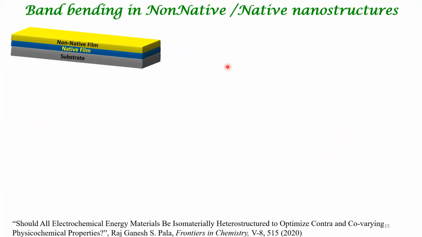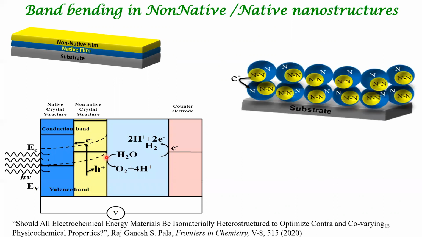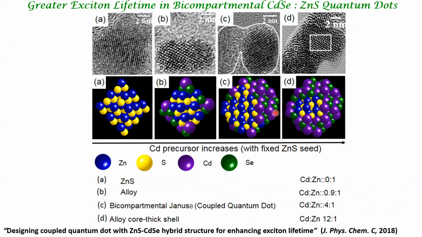Moving on to photoelectrochemical systems, we can modulate the electron-hole separation using the native structure and the non-native structures, which have different band edges. And you can assemble heterostructures in different manner. For example, a bicompartmental quantum dot heterostructure is shown here, assembled between CdS and ZnS. This bicompartmental quantum dot has a very high exciton lifetime.